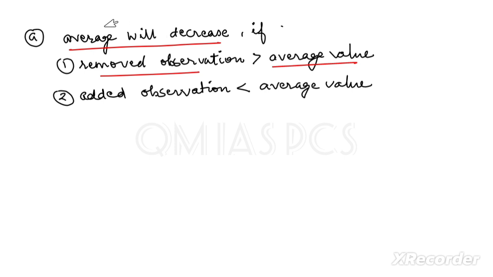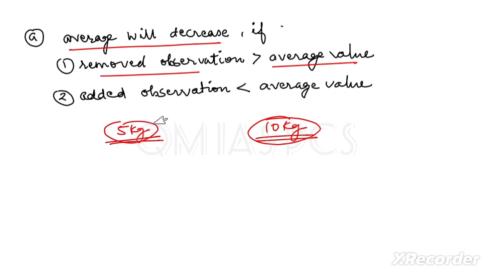Let's say in the previous example I told you that the average weight was 10 kg, and when we removed that observation, it was 5 kg. This weight is a lesser value than the average. So what I was trying to say is, when the removed observation is greater than the average value, in that case the average value will decrease. Here this value is lesser than the average value, not greater, so the average will increase.